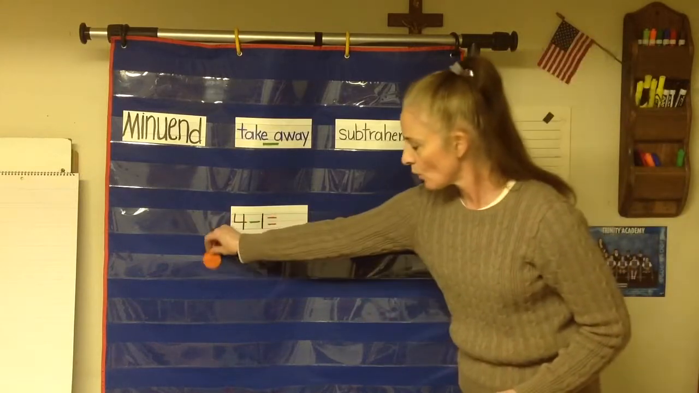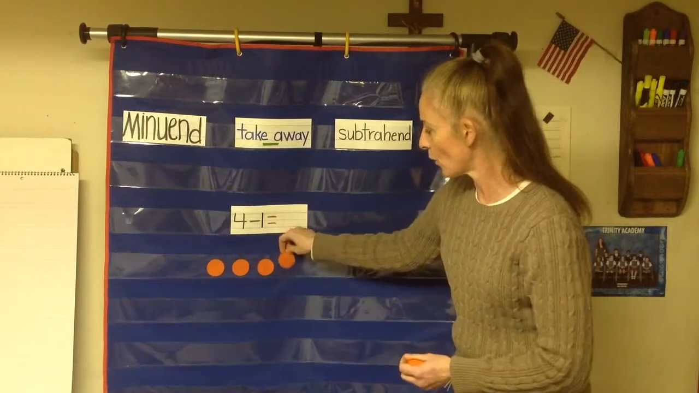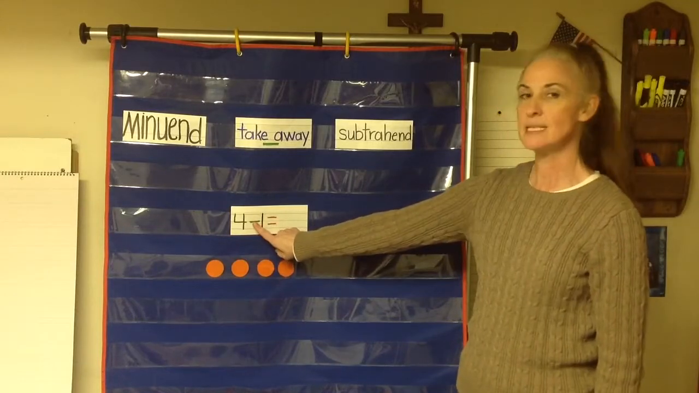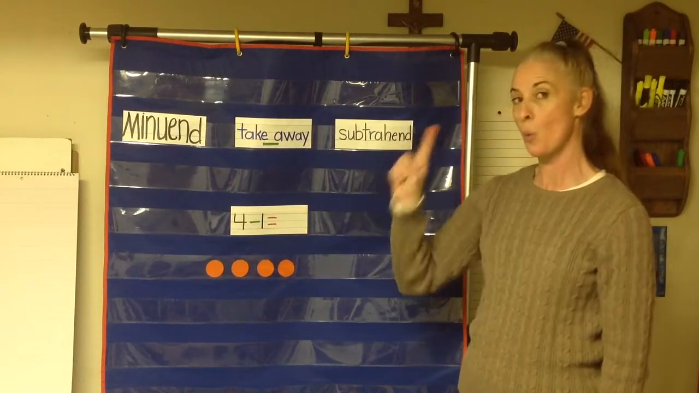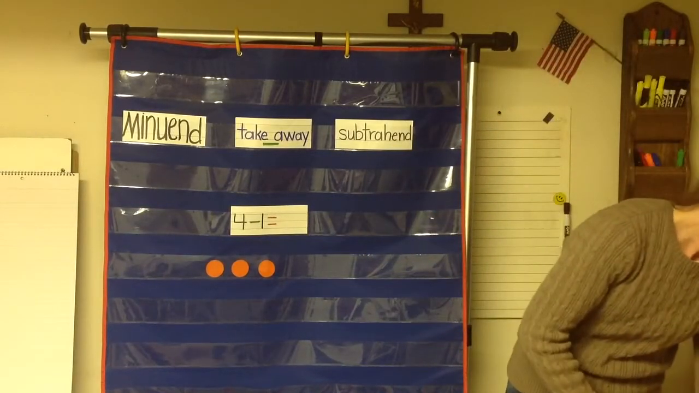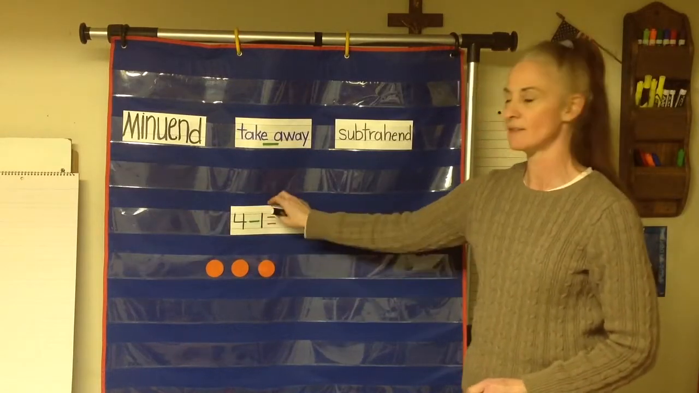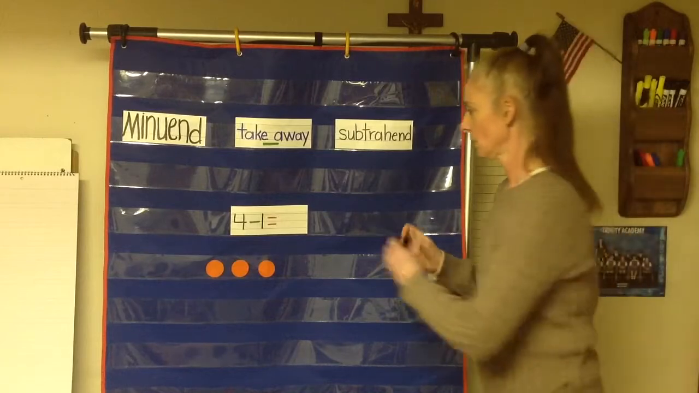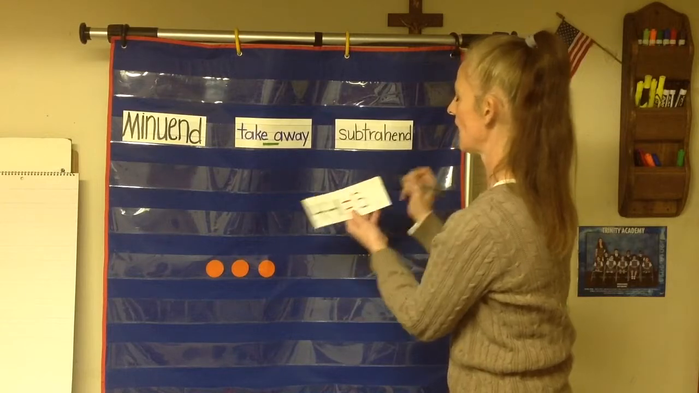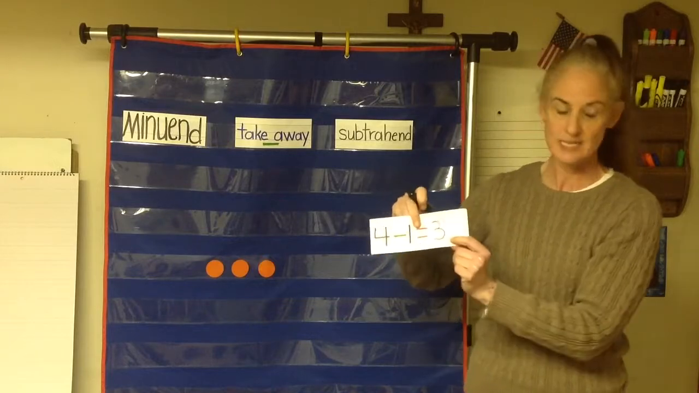1, 2, 3, 4. So our larger set, our minuend is 4. We're going to minus, take away, go away, 1. Take 1 out of your set. How many do you have left? Right. 1, 2, 3 is our difference. So you can write 3 at the end after your equal sign. Okay? Stop. Count how many. 3 is the difference.